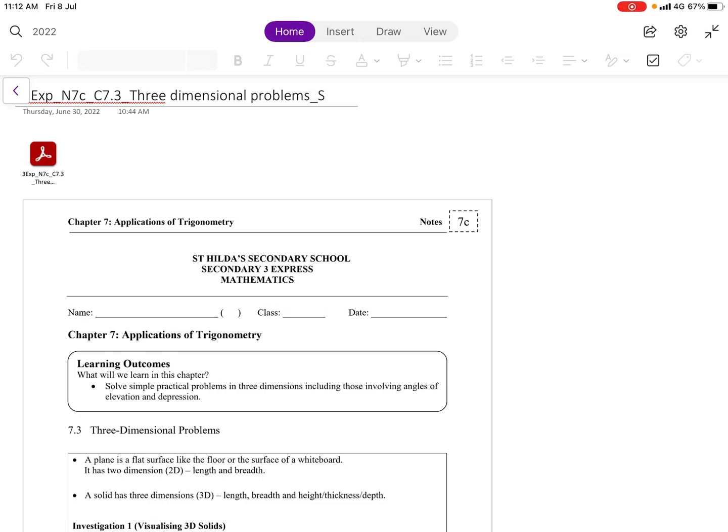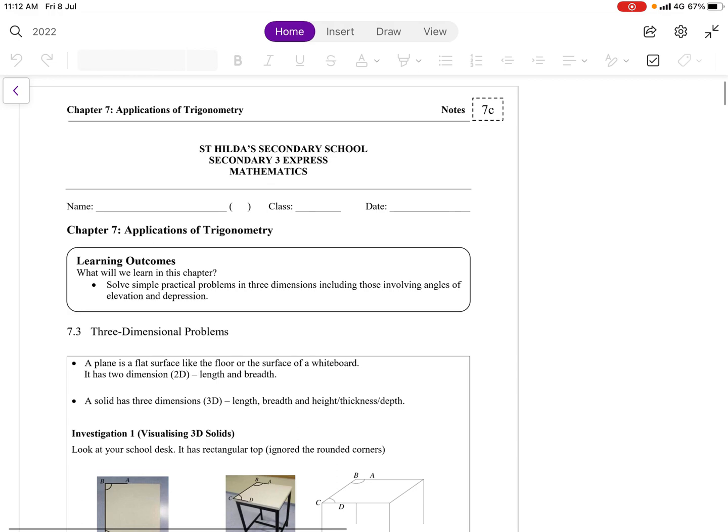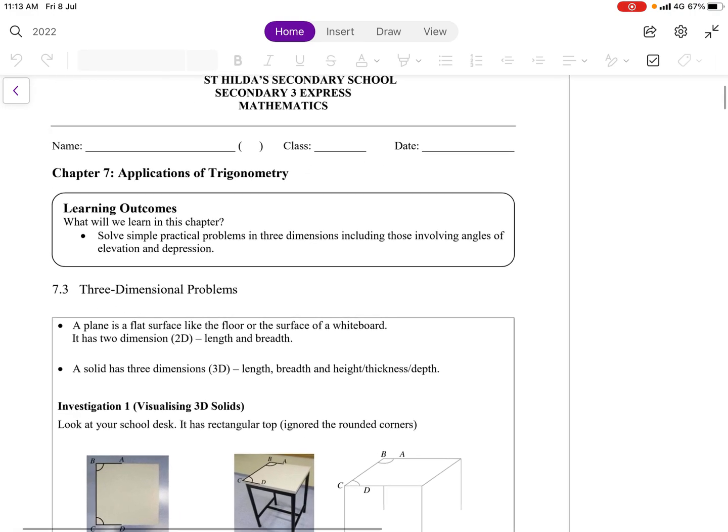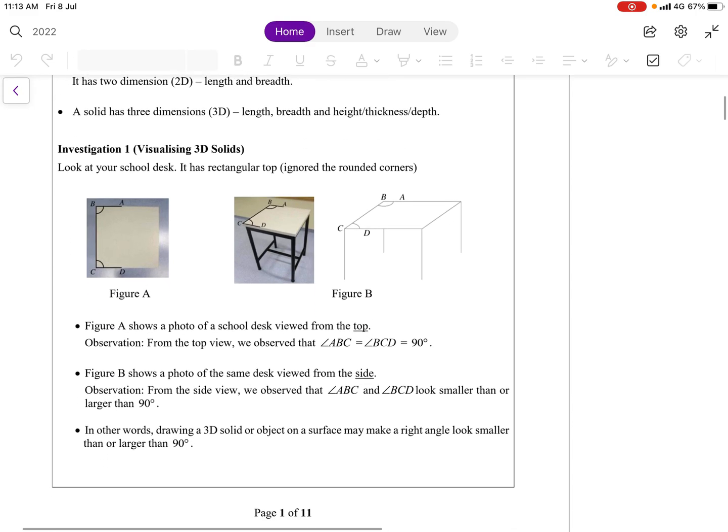Okay, hi 3E. I think many of you have given feedback that you have difficulty completing this Notes 7C. So I'm doing this video so hopefully it can help you to solve the questions. The learning outcome will be to solve simple practical problems in 3 dimensions, including those involving angles of elevation and depression. Okay, I think you can go through this on your own.